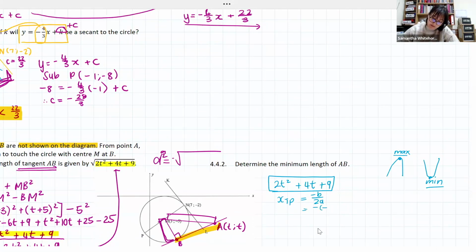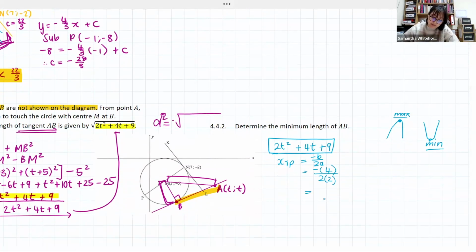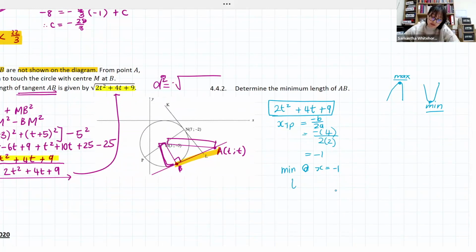So minus b, so minus 4, over 2 times a, which is 2. Minus 4 over 2 times 2. And that gives me a value of negative 1. So what that's saying is that I have a minimum at x equals negative 1. Now remember, you're not solving for x here, you're solving for t. So that's t equals negative 1.